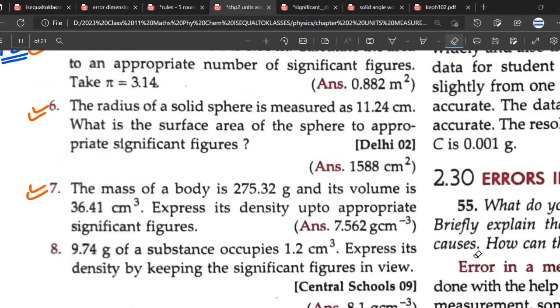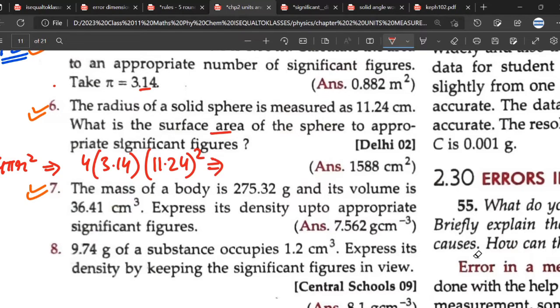Yeah. So now in the sixth question, if you don't know the formula, you won't be able to do the question. So surface area of a sphere is 4 pi r square. Simple things that we need to understand. Radius 11.24, I'm considering pi to be 3.14 only. 4 pi r square. But what I need to understand is that if I am taking the value of pi to be 3.14, my final answer would be limited to 3 digits only. Is it making sense, Avantika? Yeah.